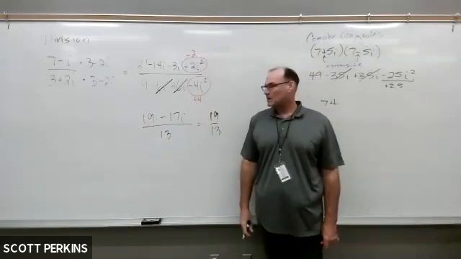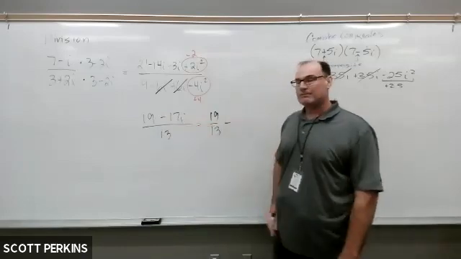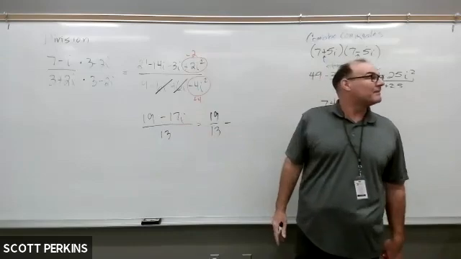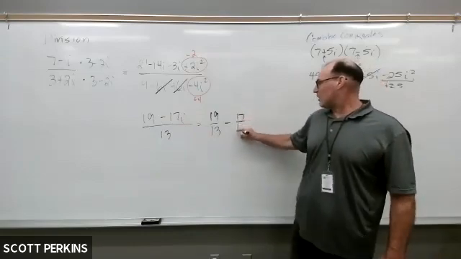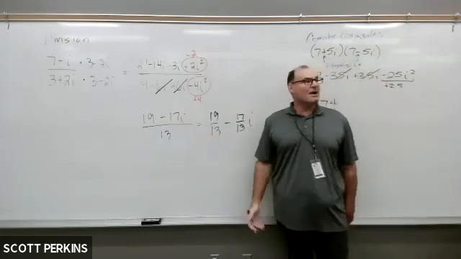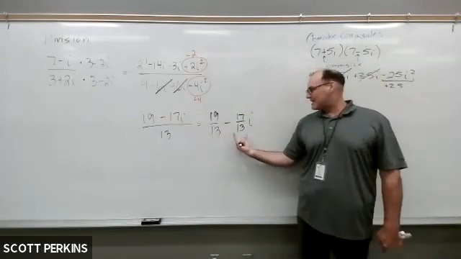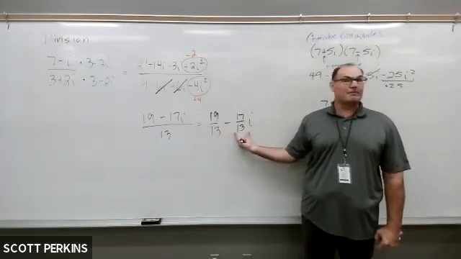Minus. What do you think the imaginary part's going to be? 17 over 13, i. There you go. This is a complex number. There is a real part represented by this fraction. There is an imaginary part represented by this fraction. And now we're done.